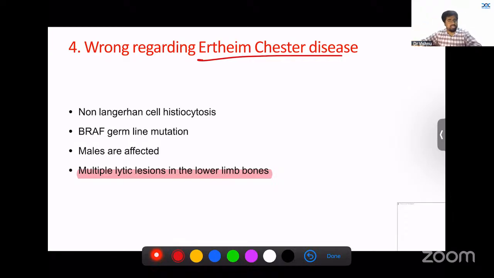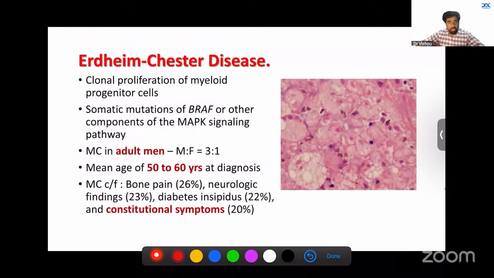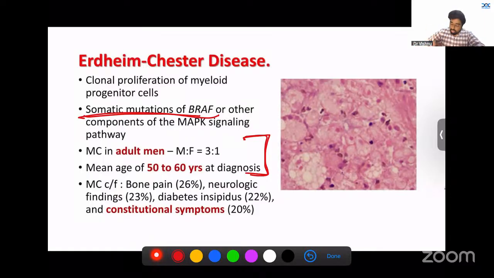LCH is a big spectrum, right? We know those triads, Letterer-Siwe disease, granulomas, everything. That is a different spectrum, while this is a non-Langerhans cell histiocytosis. Here it's a clonal proliferation of myeloid cells where BRAF V600E somatic mutations occur, and there is also involvement of any component of the MAP kinase signaling pathway. Also there is VEXAS syndrome. These are two syndromes, VEXAS being a sort of vasculitis, and these two syndromes are seen in older males.